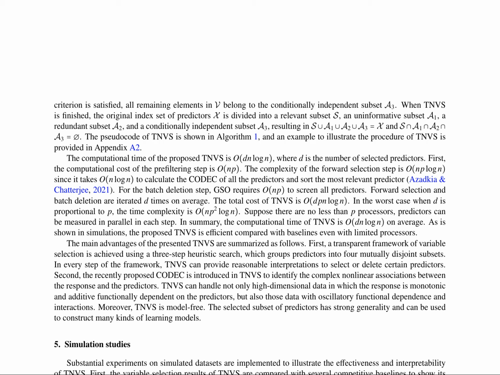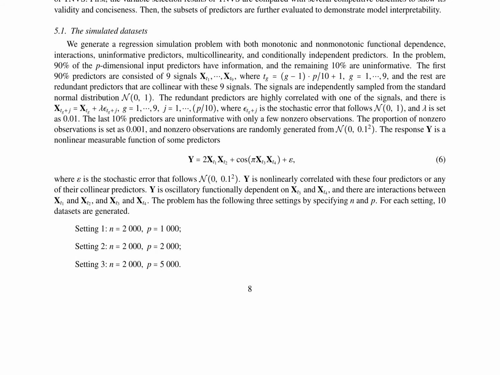They generate a regression simulation problem with 90% informative predictors and 10% uninformative predictors, featuring nonlinear measurable functions of some predictors, interactions, multicollinearity, and conditionally independent predictors. The simulation settings vary in terms of the number of samples, n, and predictors, p, with three settings: n equals 2000, p equals 1000; n equals 2000, p equals 2000; and n equals 2000, p equals 5000. For each setting, 10 datasets are generated to evaluate the performance of TNVS.